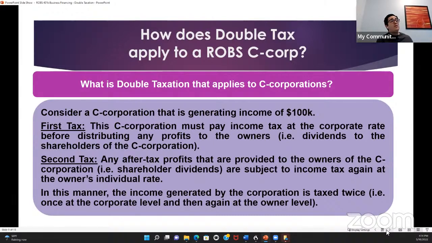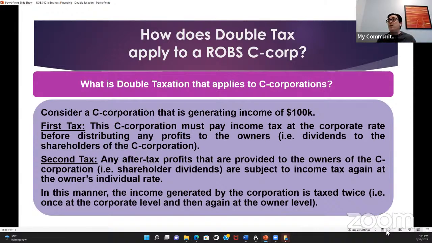Then let's assume that the C corporation distributes profits. So any after-tax profits that are provided to the owners of the C corporation, in other words, the shareholder dividends, are subject to income tax again at the owner's individual rate. So that would be subject to the individual capital gains rate. Could be short-term, could be long-term. So in this manner, the same $100,000 is being taxed twice. Once at the C corporation level, and then a second time at the owner level.